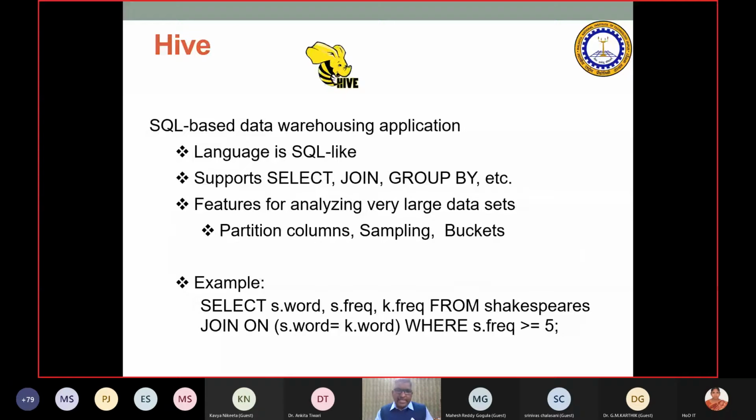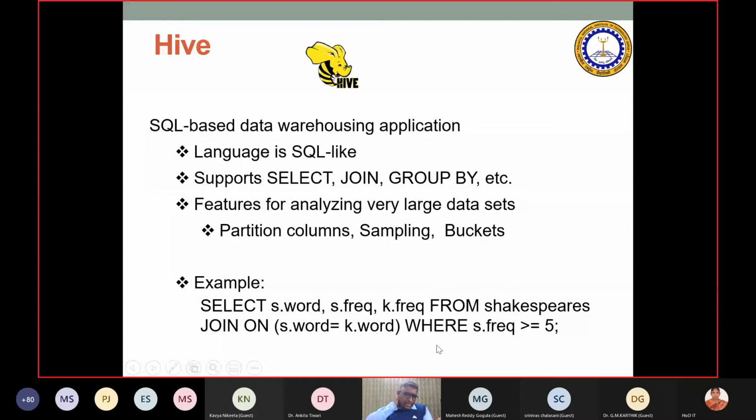Hive is an SQL-based data warehousing application. So it supports a lot of SQL-like functions like select, join, group by, and all. And you can have some of the examples like this. So this is where Hive can be used to get data.